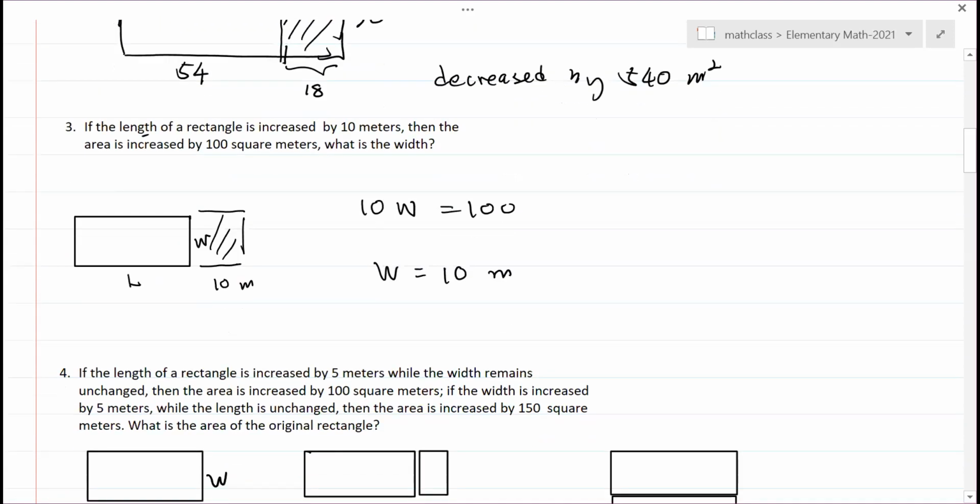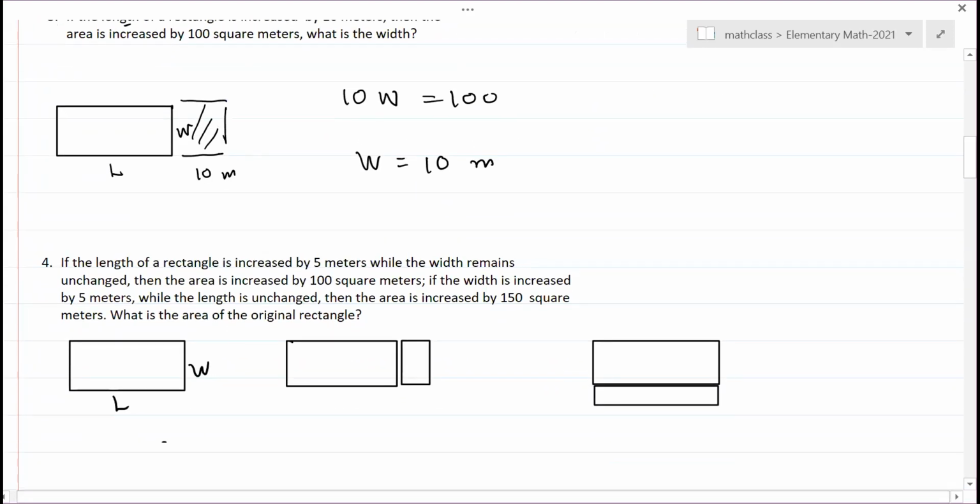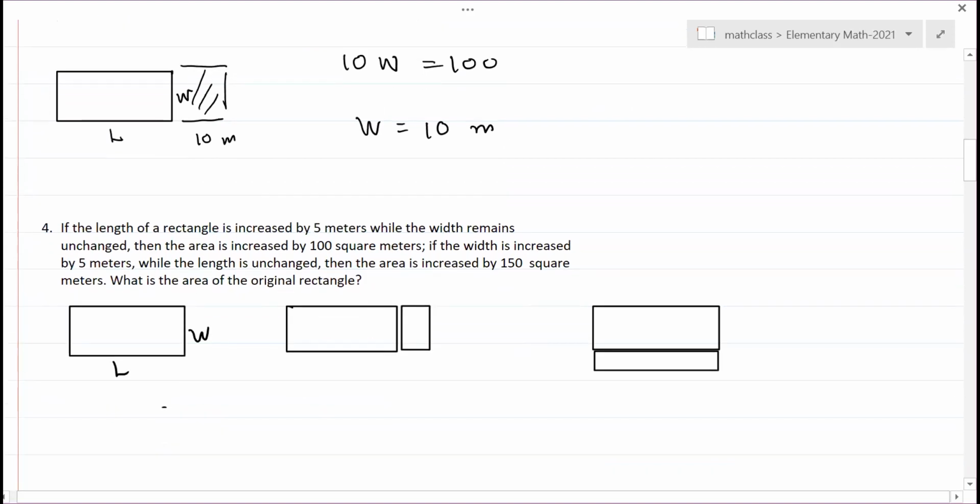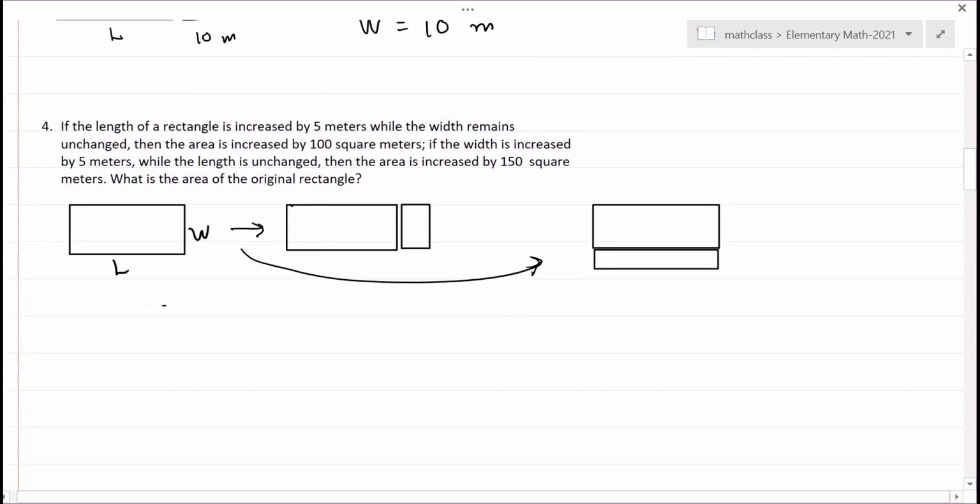All right, so the next one is a little bit complex. I drew a couple of pictures here already. If the length of the rectangle is increased by 5 meters, while the width remains unchanged, then the area is increased by 100 meters. Now, if the width is increased by 5 meters, while the length is unchanged, then the area is increased by 100 feet. Either this or that, in either of the two cases here. So what is the area of the original rectangle? That's just a two-step problem. You have to find the width and the length of the original. It's the same, just double the work of the above problems. So please work on this.